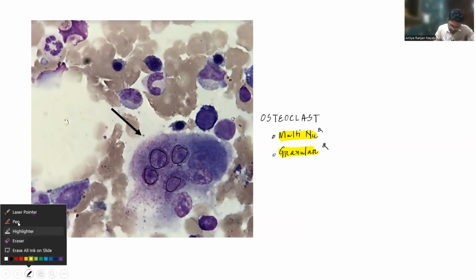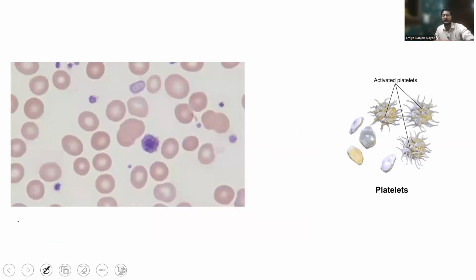Now we'll see the platelets. How will you identify platelets in the peripheral smear? In the peripheral smear, we will see the platelets like this. These are very small. If you take an RBC of around 7 to 8 micrometers, the platelets are usually 2 to 3 micrometers, so they are one-third to one-fourth the size of a mature RBC.